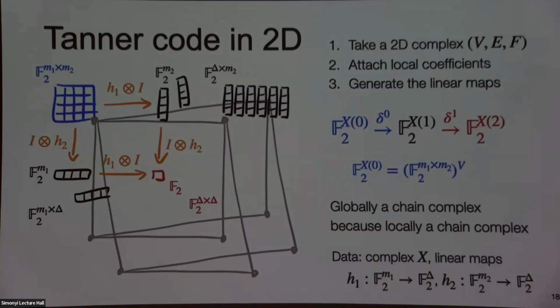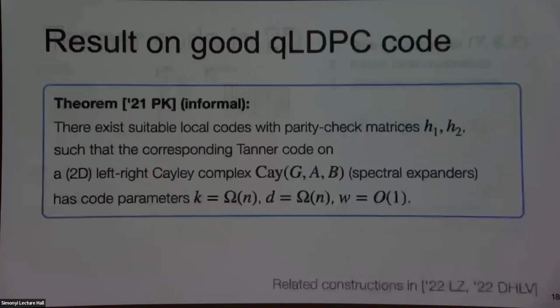Okay. So yeah, that's how you can apply tensor codes even in the 2D context. And that's exactly the construction for these good qLDPC codes. So essentially what they say is that there exist some suitable local codes with parity-check matrices H1, H2, such that the corresponding tensor code on these left-right Cayley complexes has these optimal parameters. And one thing I didn't tell you is that these complexes have to have some spectral expansion properties. And these can be satisfied, for example, using these LPS Ramanujan maps.